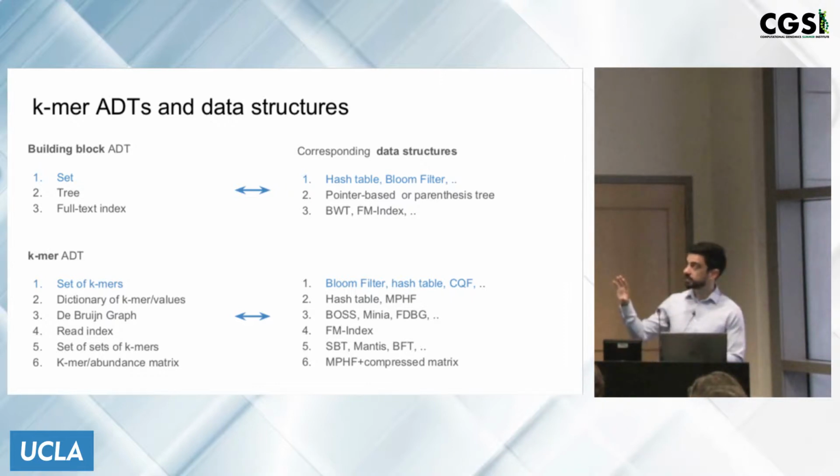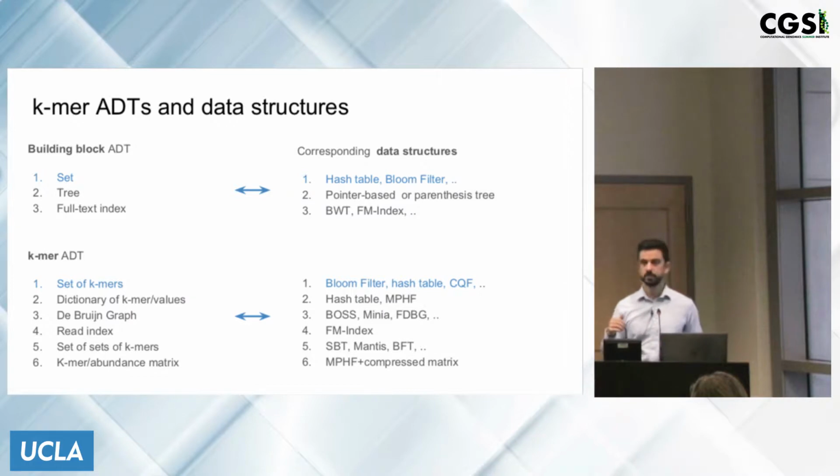All right, so this is a big slide that does some correspondences between k-mer data structures and k-mer ADTs. If you don't understand some of the notions, it's fine. I will come back to them during my talk. But for those of you who are familiar with those objects already, I think it's a nice time to reflect upon that. I'll separate the building blocks and the actual k-mer data structures. For the building blocks, I already said that a set can be implemented using a hash table, a Bloom filter, and so on. Same for trees, same for full text indices, which can be done with the Burrows-Wheeler transform, and so on.